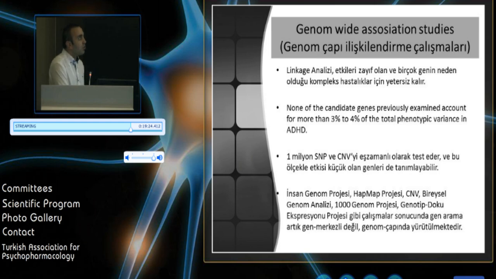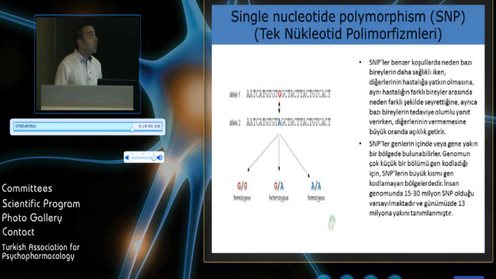And simultaneously SNPs and CNVs are evaluated, and genes with the smallest effect can be defined. The Human Genome Project, HapMap project, CNV, individual genome analysis, 1,000 genome project are actually referred to as the revolution of the 21st century. Single nucleotide polymorphisms can be evaluated. Their penetration is very low, excuse me.